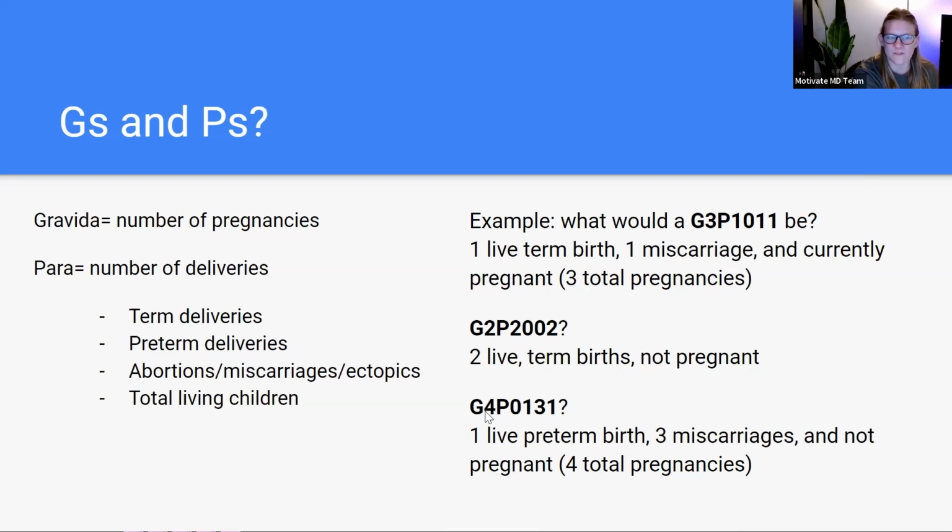I know it's a little bit confusing, but if you just go in this order here, then you pick up on it pretty fast. And a lot of the time in clinical scenarios, they're just going to use the G1P0 or like a G3P3, and they're not going to break it down by the individual term versus preterm, and just have it be shorter.